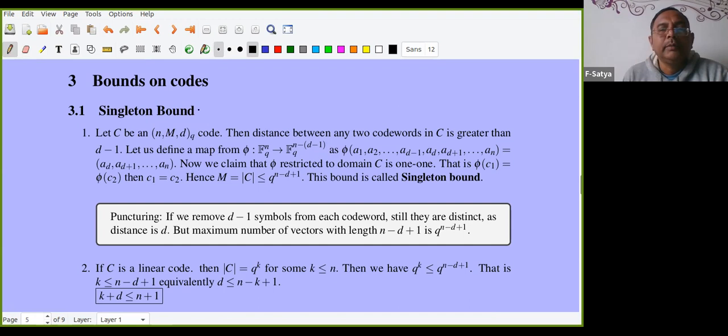What is the singleton bound? Let C be an (n, M, d)_q code. I'm not saying it is a linear code. If it is a linear code, generally we write (n, k, d), where the size of C becomes q power k, so M becomes q power k. These bounds are for any codes, including linear codes. The distance between any two code words is greater than or equal to d minus 1.